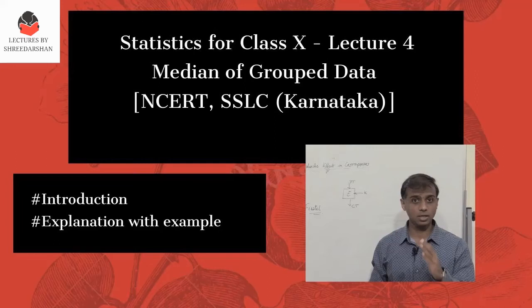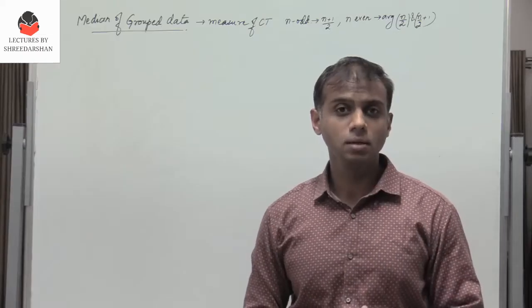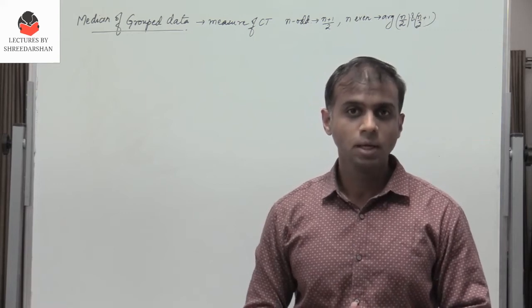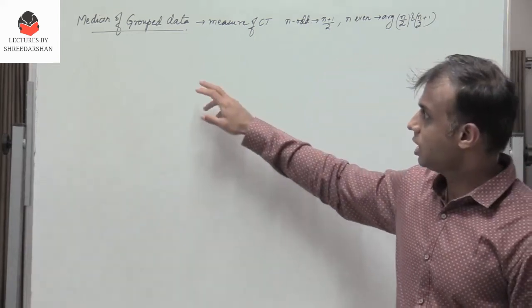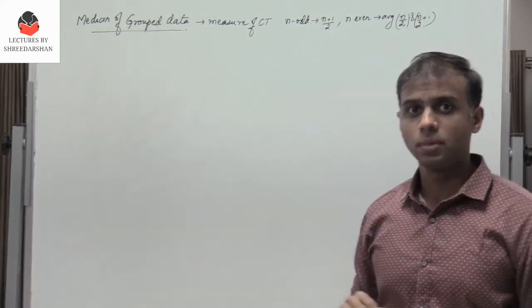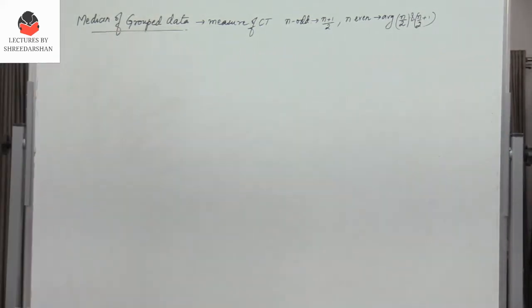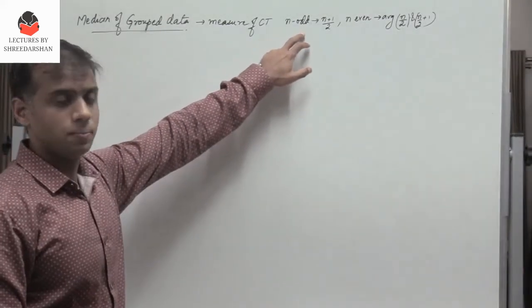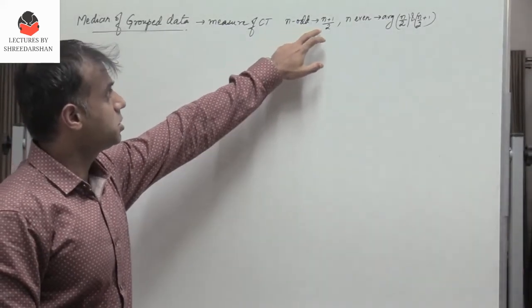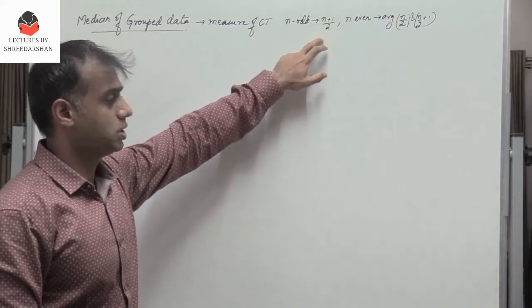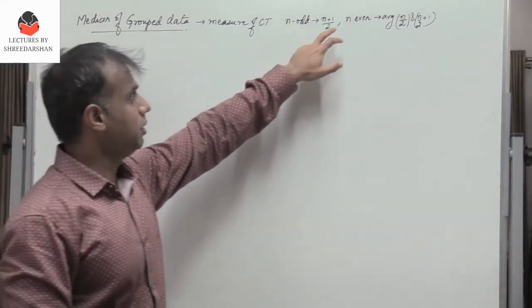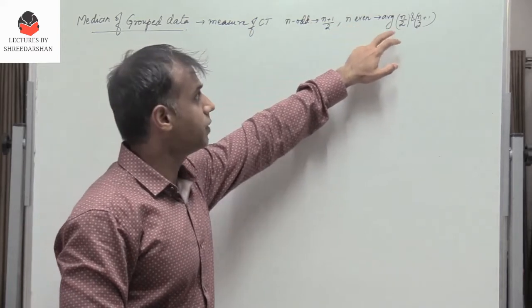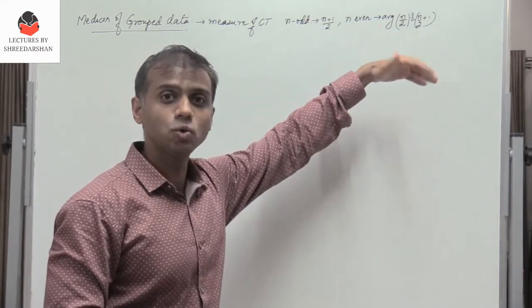In the previous video lectures, we have seen how we can find the mean as well as mode of grouped data, and in this lecture session we shall see how we can find the median of grouped data. So this basically gives a measure of the central tendency, which gives a value of the middlemost observation of data. Now if n is odd, then the median happens to be the (n plus 1) by 2 observation. If n is even, then we consider the average of the n by 2 and n by 2 plus 1 observations.